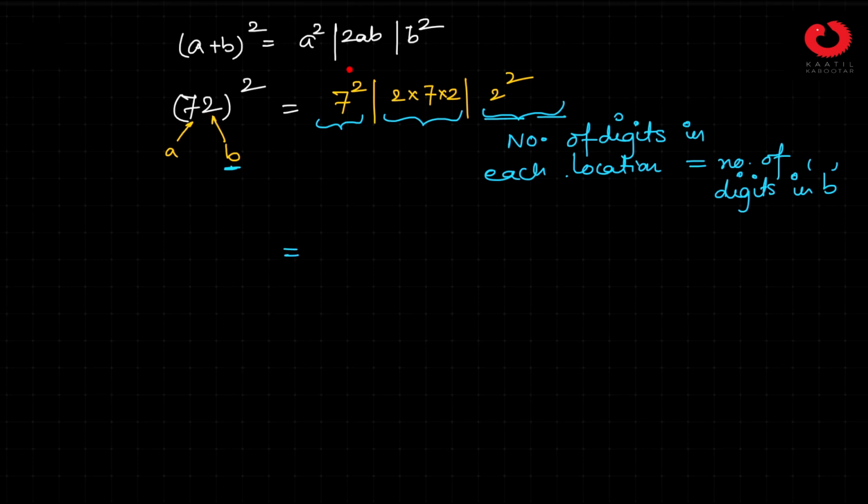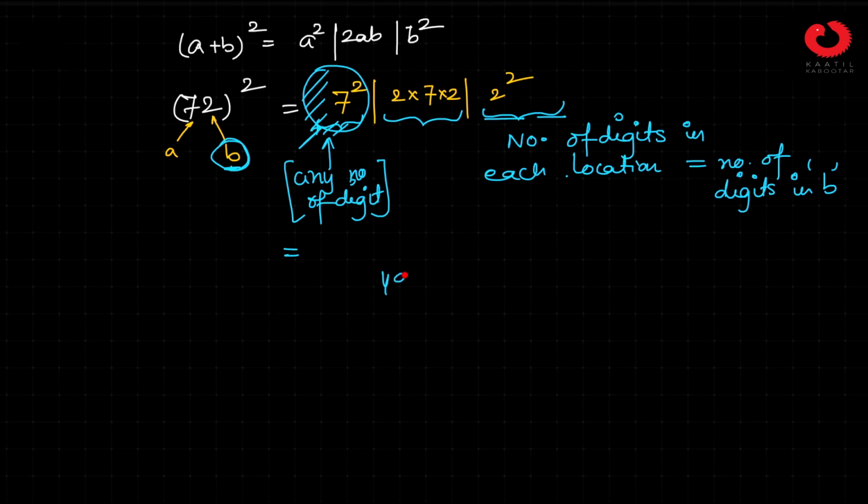The first box is free, where you can put any number of digits, but all other locations will have only the same number of digits as there are in b. So let's start with 72. It will be 49, this will be 28, and this will be 4. One digit is good here, one digit here, and 2 will carry over, and it will be 5184. This will be your answer.